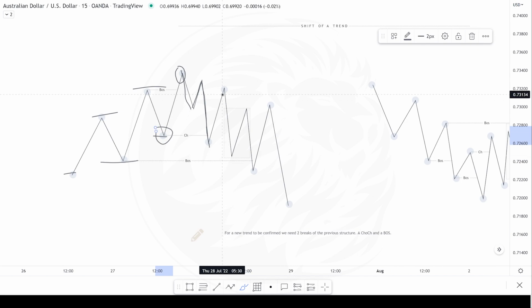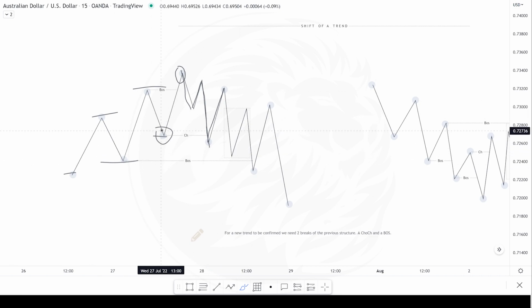To have the BOS, we will not look at the actual structure. For example, if I'm going up here and now I break this low, this will not be a break of structure. This will be internal structure, because price could go up from here and just use that as liquidity, which will be a next chapter that you will see.